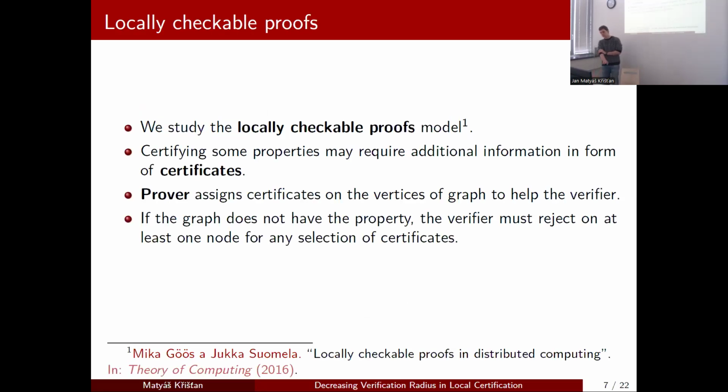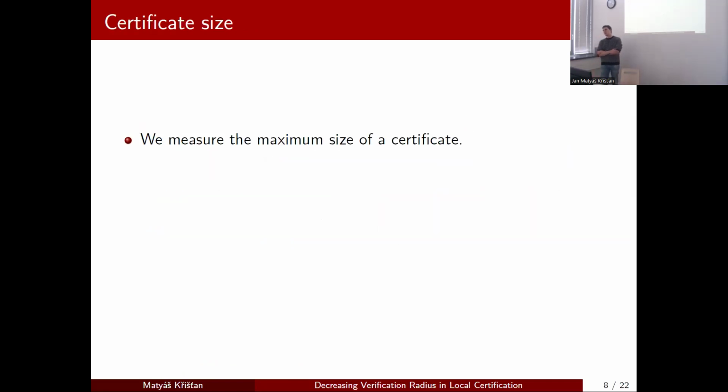In particular, we study a model called local checkable proofs, which was introduced by Göös and Suomela. To reiterate, we have the certificates. We have something called a prover, which is sort of like an oracle that assigns the certificates on the vertices for its instances. And again, if the graph does not have the property, then we can assume that the certificates are false, and the verifier, the algorithm that checks, must be able to defend against it. Our measure of complexity is the maximum size of a certificate on a vertex.